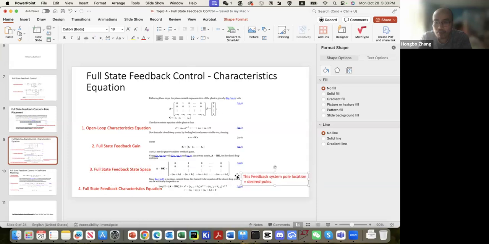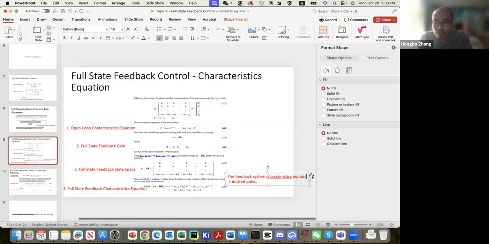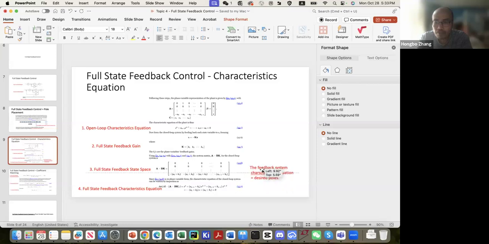Let me make it a little bit bigger, hopefully you can follow better. The feedback system characteristic equation should be equal to the desired characteristic equation.